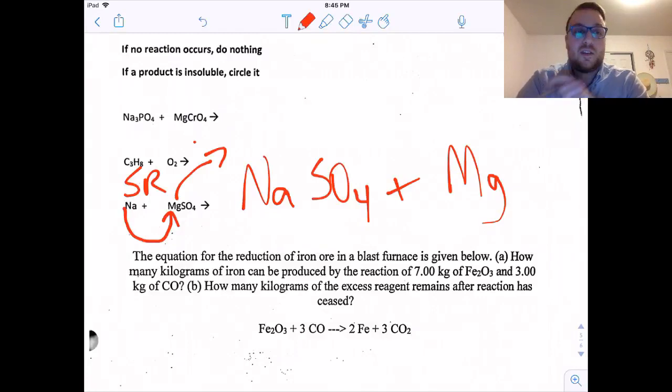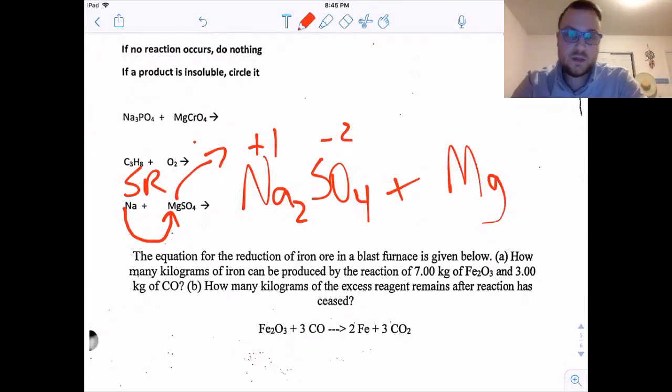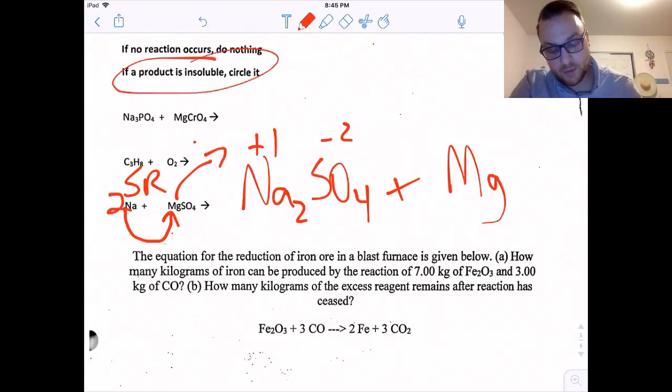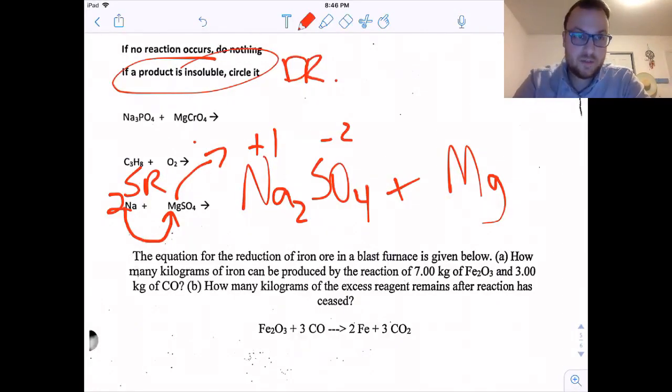Check your charges, crisscross your charges. Sulfate has a charge of -2. Balance your formula. Balance your equation. 2. Don't check table F. Insoluble is for double replacement only. Do not concern yourself with single replacement insolubility. That's it. That's the basics of predictions. So if you could do any of these 3, you should theoretically be okay tomorrow, barring any goofiness.